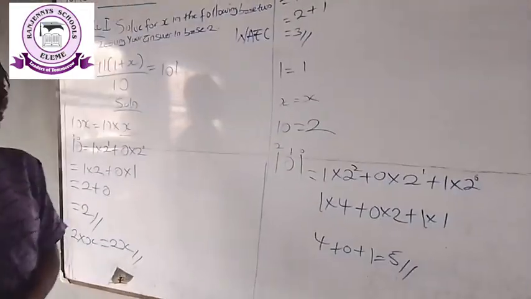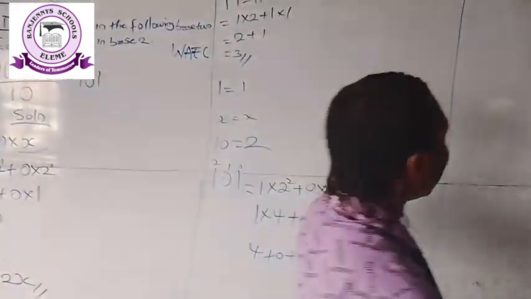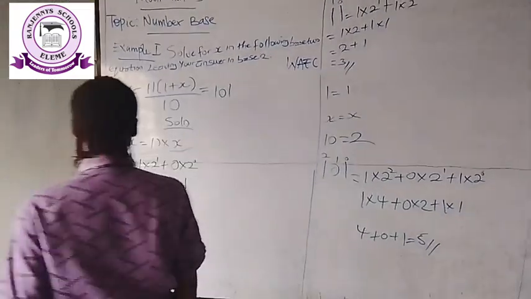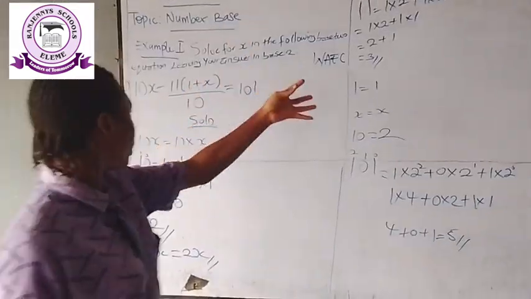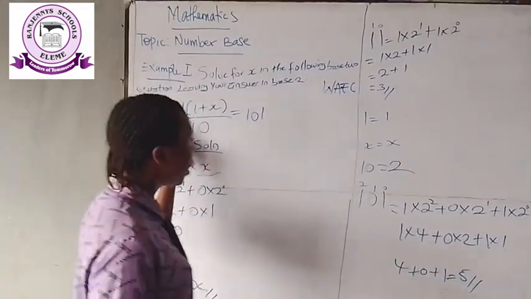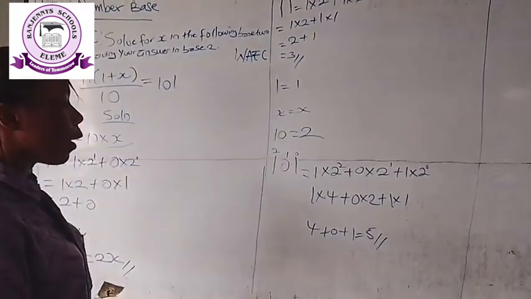So 101 is 5 in denary. So I'm going to solve all these figures in this equation. Where we have 10x, I'll put 2x. Where we have 11, I'll put 3. When we have 1, I'll put 1. When we have x, we put x. When we have 1, 0, we put 2. And when we have 1, 0, 1, I'll put 5.